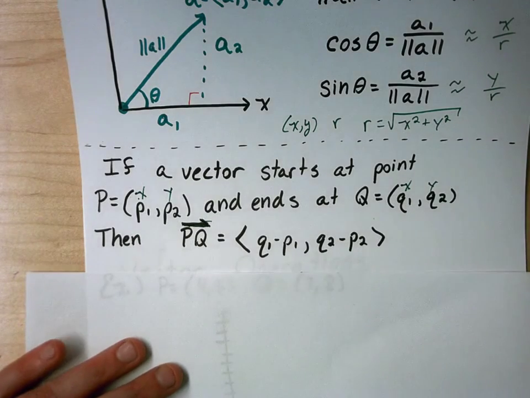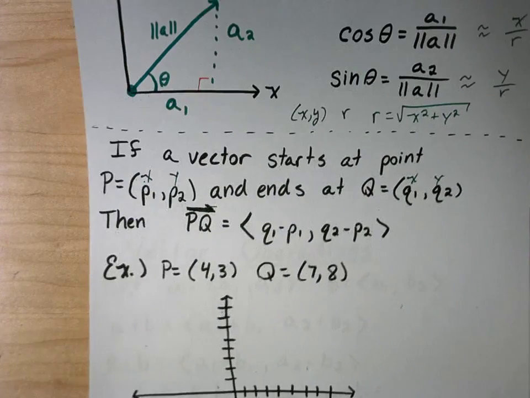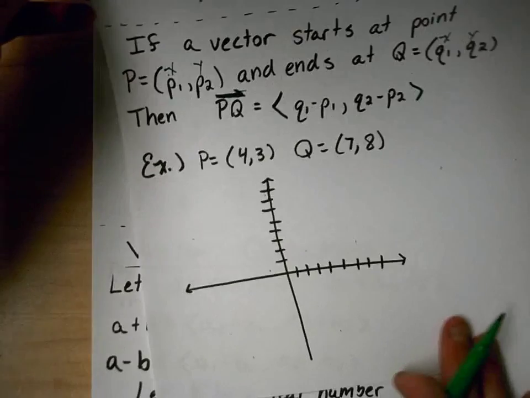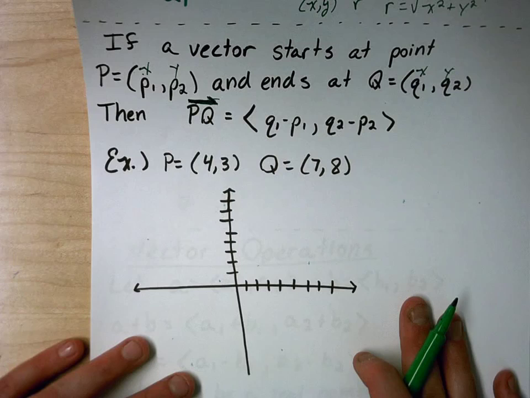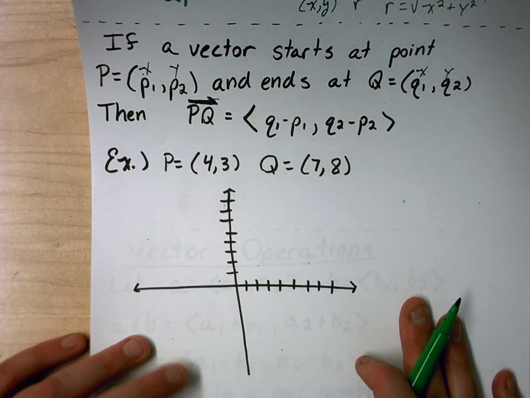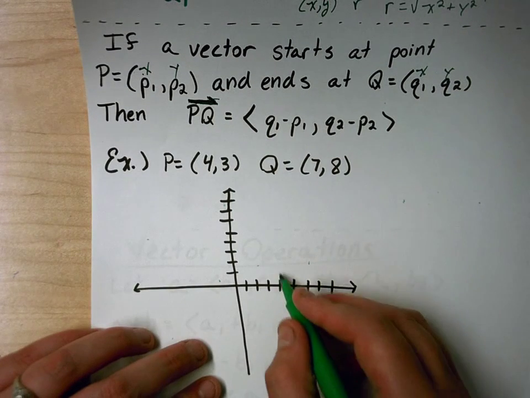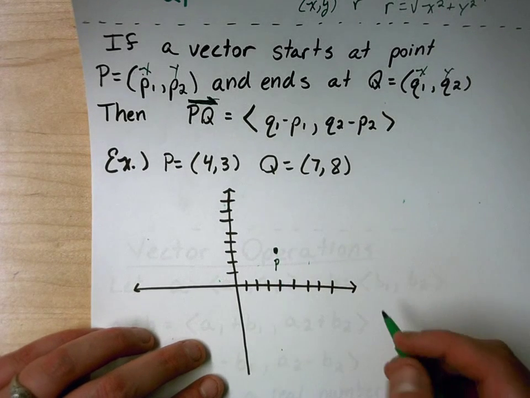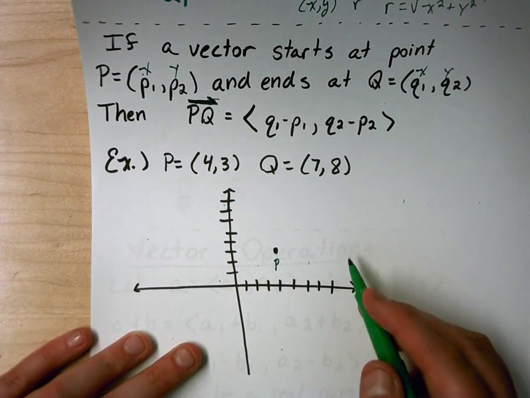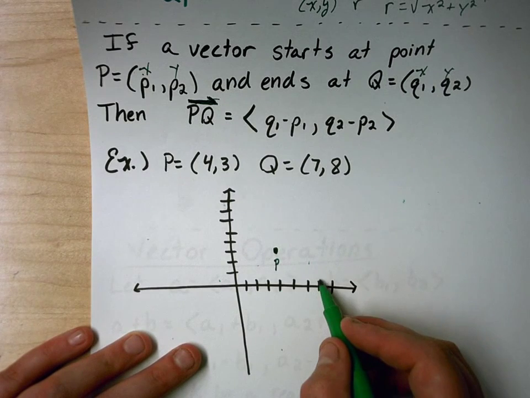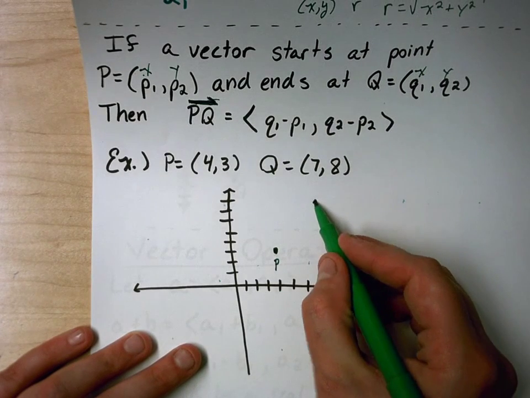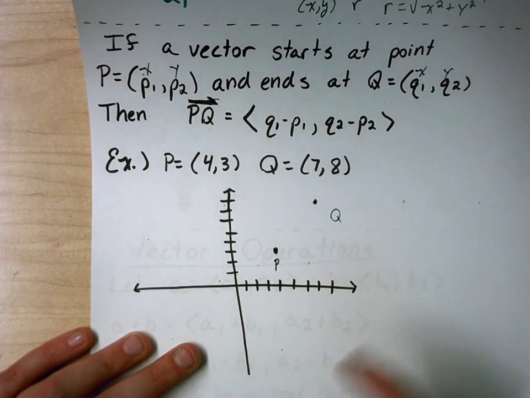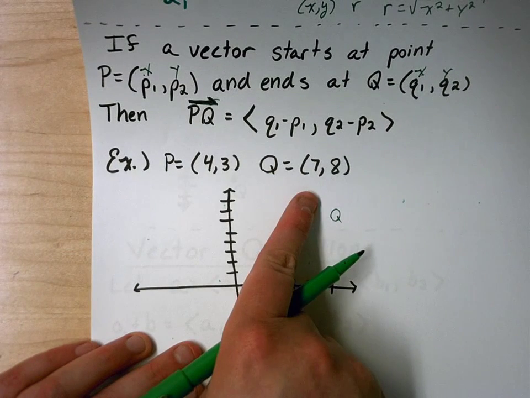All right, so let's do an example. Let's say that I'm starting at (4, 3) and I'm ending at (7, 8). So (4, 3) would be about right here. That's my P point. My Q is (7, 8), so it's going to be about right here. So that's my Q. Now the direction of my vector is important.